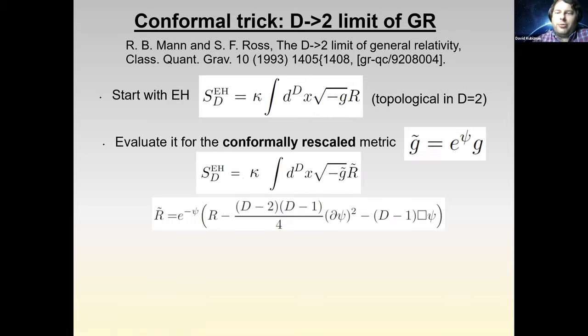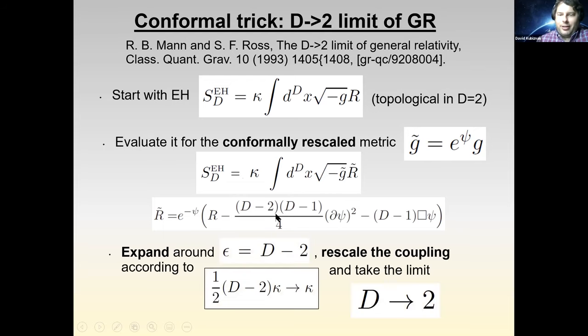So what these two gentlemen proposed is a very clever regularization scheme. They write down this action in D dimensions, and then they write it for a conformally rescaled metric. So instead of writing it for g, you introduce a scalar here, psi. So you conformally rescale the metric, and you expand this thing here. Of course, you just open it up and see how the conformal rescaling gives you the new Ricci scalar and so on. But the crucial step is that you expand this around 2 dimensions.